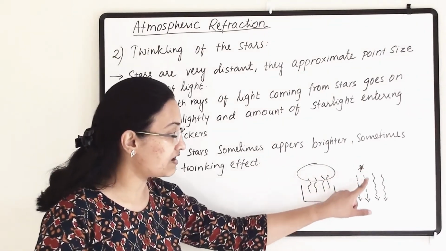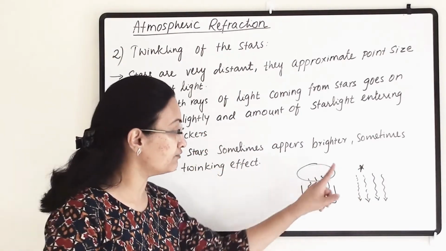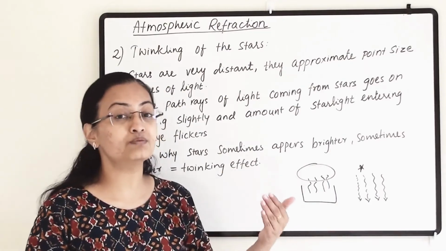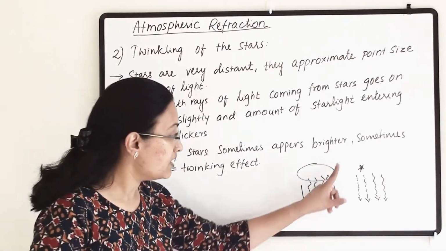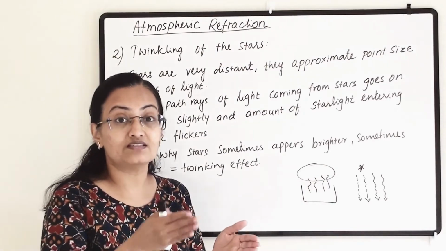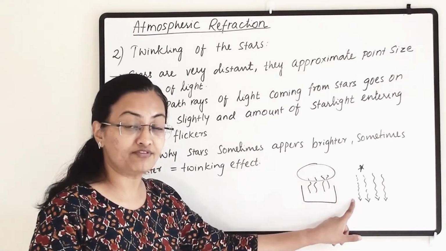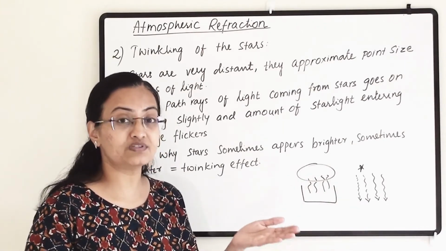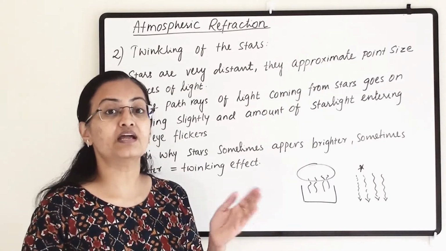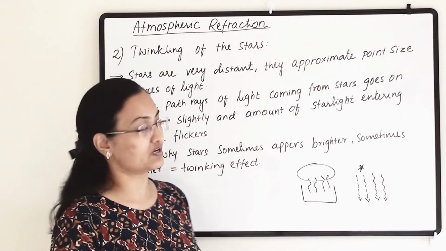Similarly, when starlight, which is a light beam, passes through the Earth's atmosphere, it will show a similar kind of phenomenon, because it is passing through various regions which have various refractive indices. So it will show a flickering effect, and because of that, sometimes the stars we look at look brighter, sometimes they look fainter, and this gives a twinkling effect to stars.